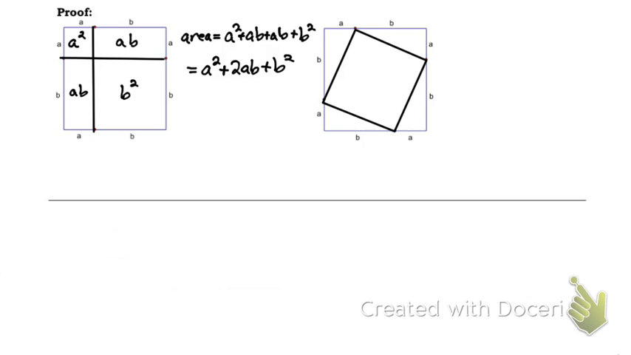I'm going to do the same thing. I'm going to get each piece's area, and I'm going to add it together. Can someone tell me what the area of a triangle is? How do I even find the area of a triangle? Yeah, half a base times height.